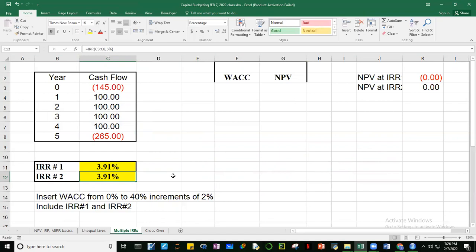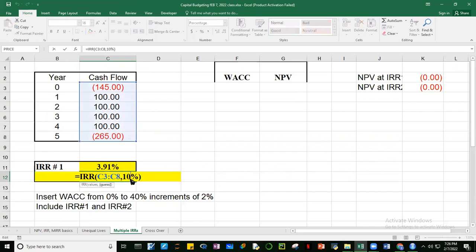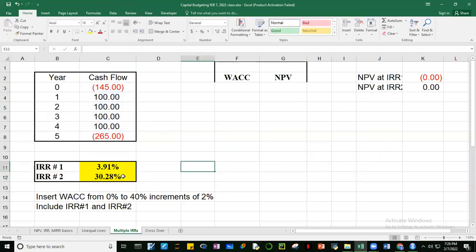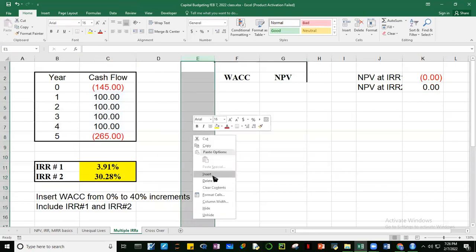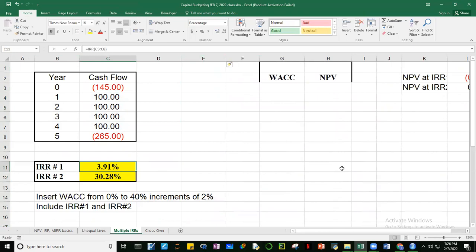Okay, hindi pa rin, no? Ibig sabihin, mali yung guess natin. Let's make it 10%. Okay, hindi pa rin, kasi pareho rin yung values. I'll make it 15%, yung guess natin. Ayun, okay? So lumabas na, guys. So sabi dito, 30.28%, yung other IRR.